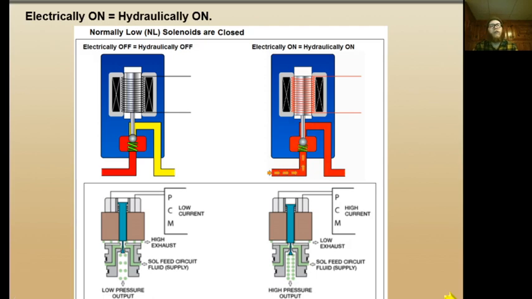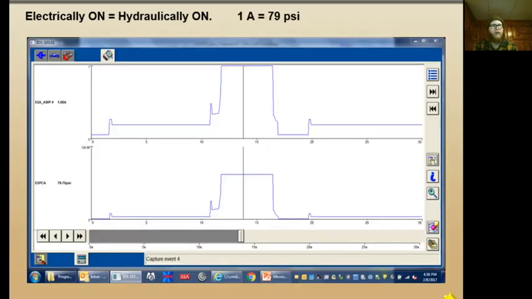Oftentimes now it'll tell you whether or not the solenoid's an on-off or a variable force solenoid right there in the specifications when you're looking at the applied charts. And here's just another way of looking at the same thing, whether or not there's pressure allowed to go through. So 1 amp would be 79 psi apparently for this transaxle. I think this is for a 6F50. So like what's in our Edge, and what else would have that? Like the Flex would have it, but I don't think that's really a thing anymore.